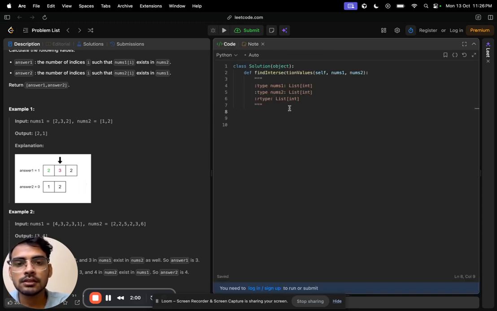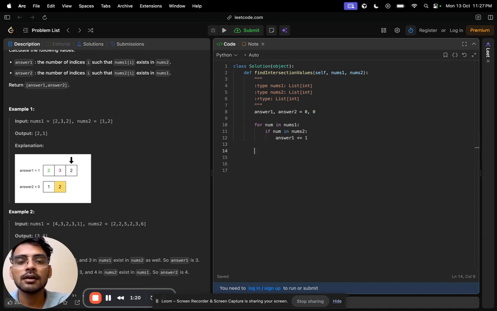Let's implement the solution. We will be storing answer1 and answer2 as 0, 0, right? And for num in nums1, we will first check, does the element inside nums1 exist in nums2? If num is in nums2, then we will be increasing answer1 by plus equals 1, right?